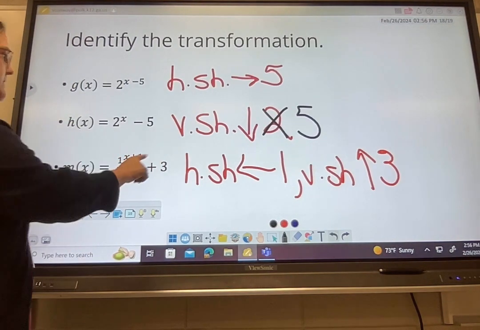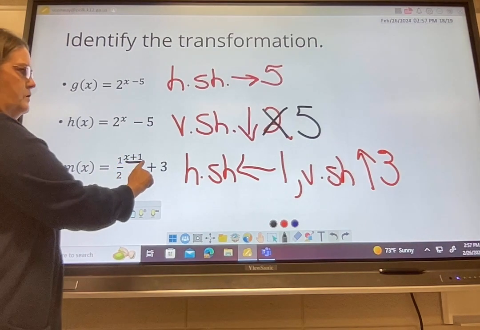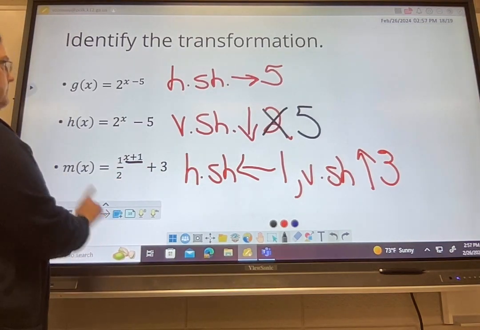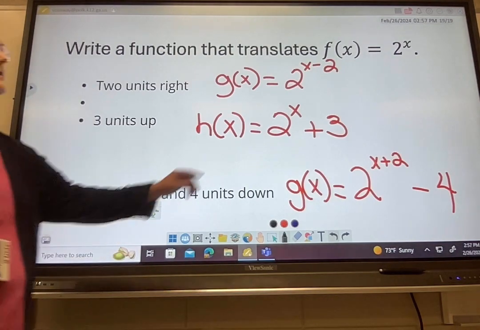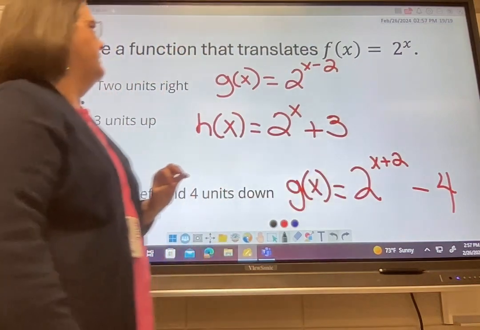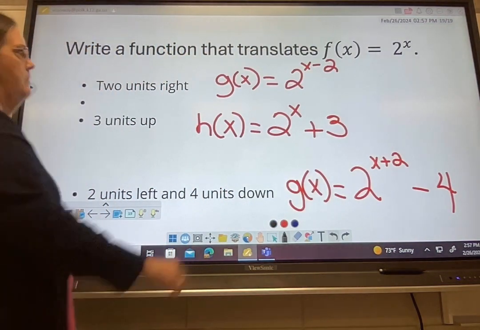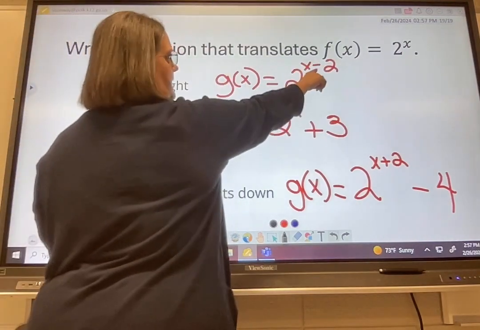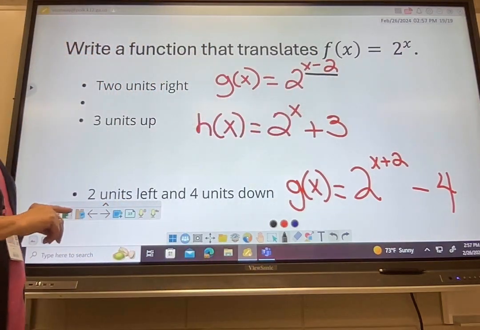All right, this is a horizontal movement. It's horizontal to the left 1 and vertical shift up 3. And now this one, here's the function that you're translating, y equals 2 to the x power, and you want to move that 2 units right. So all I did was show this, since it's right, it's up in the exponent, and that would be a minus 2. So 2 to the x minus 2.